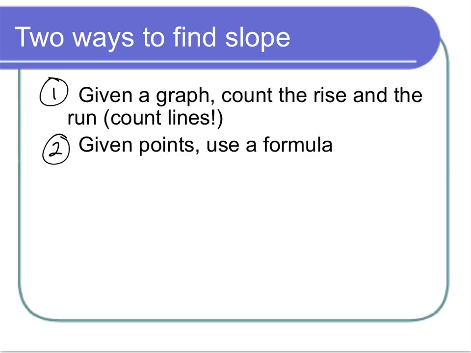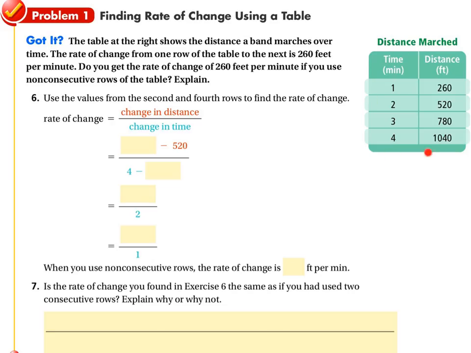As I previously said, there were two ways to find the slope. We just counted the rise and the run. Now let's look through a way of using points and a formula to find the slope. In this example, we have a table. The table is talking about a band marching over time. So remember, slope is a rate of change. Change in the distance over the change in the time.